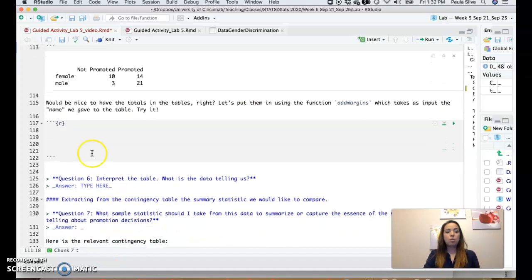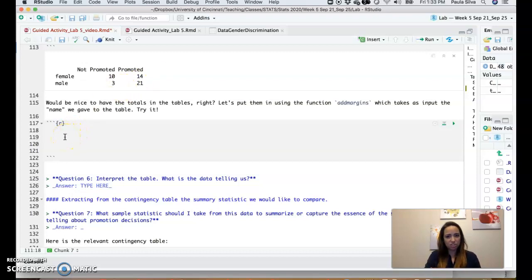Now we don't see the totals in the table. It would be nice to have those, just like we had it on the slides. And we can do that simply by using the function addmargins. Margins comes from the fact that these numbers come in the margins, the sums. And this function takes as input the name of the table, or the name of the object that's storing the table. So try it out.